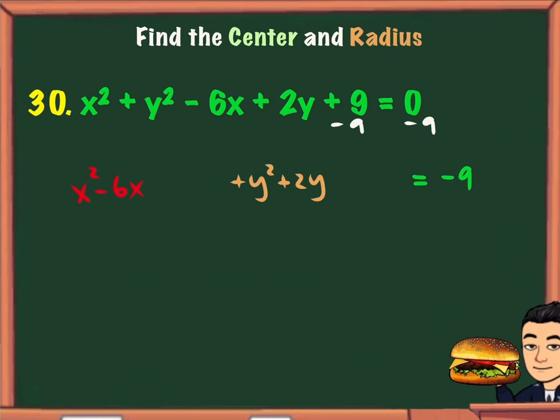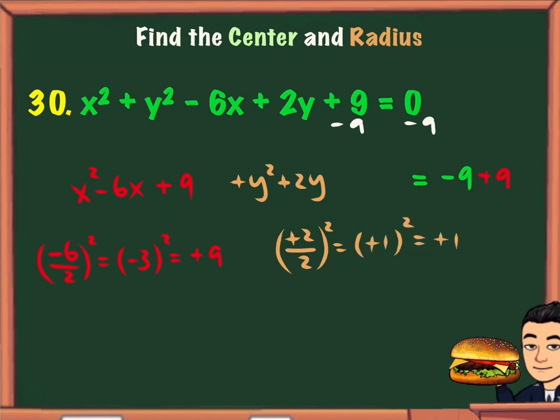Now I'm going to complete the square for the x. So use the b value, -6, divided by 2, and you square it. That's going to be the square of -3, which is going to be +9. So you're going to put plus 9 here, and make sure you put plus 9 on the other side. To complete the square for y, you have to use the b value again, divided by 2, square it. That's the square of +1, that's going to be +1. So put +1 here and +1 here.